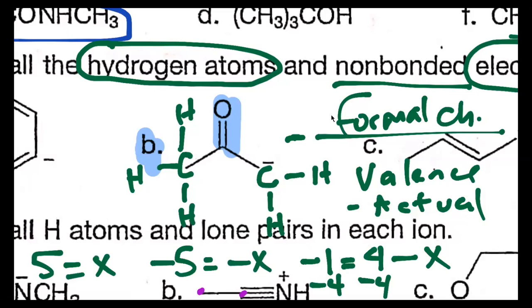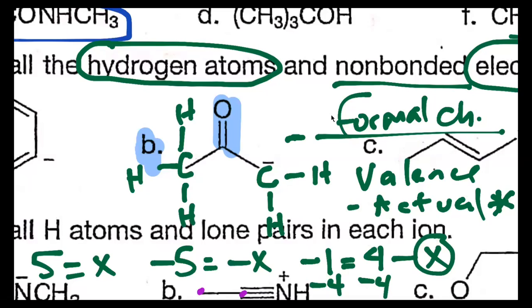So x is the amount of actual electrons. You following? So how many electrons should carbon have around it? If x is 5, then it should have 5 electrons around it, if we're doing valence minus actual. I'm going to come back and tell you an easier way to think about that. But for now, let's say it should have 5 electrons around it. Follow me?